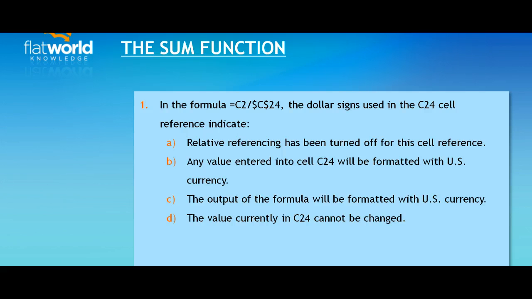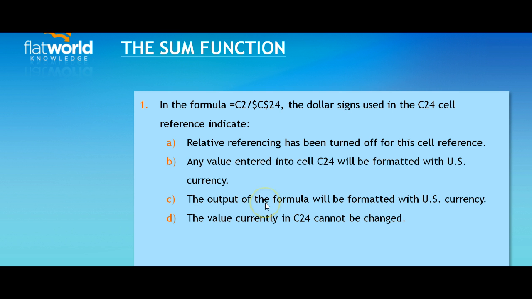And here are some questions that you should be able to answer once you've gone through the chapter. This question is asking you, if this formula equals C2 divided by $C$24, the dollar sign used in the C24 cell reference indicates what? What does it tell you when you see that dollar sign? I'm going to put my cursor right there with a dollar sign here and here. What is that doing? Think about it before you answer. And again, these are not real tricky. I just think once you read through the chapter, these answers will be very, very intuitive.